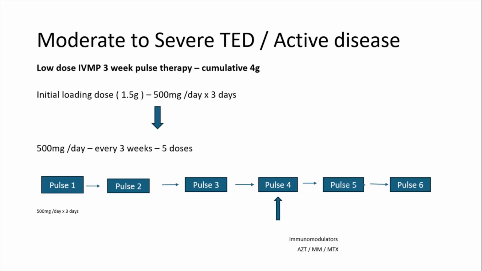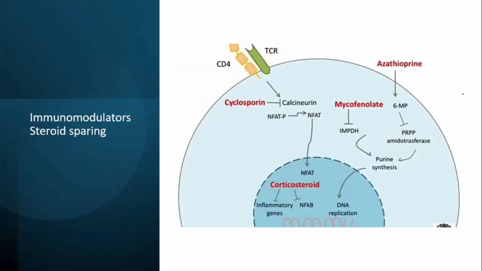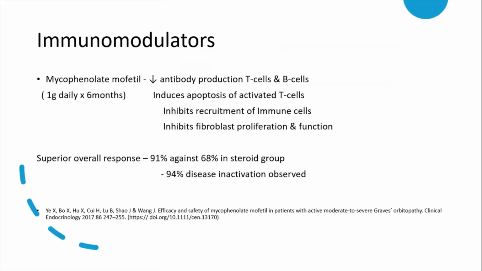Now coming to the immunomodulators, we have mycophenolate mofetil, azathioprine, and cyclosporine. Mycophenolate mofetil acts against T cells as well as B cells. It causes apoptosis of the activated T cells, reduces the recruitment of immune cells, and inhibits fibroblast proliferation and function. It is given as 1 gram daily for 6 months. Studies have proved that it has a superior overall response: 91% of them responded, rather than 68% in the steroid group, and 94% showed inactivation.